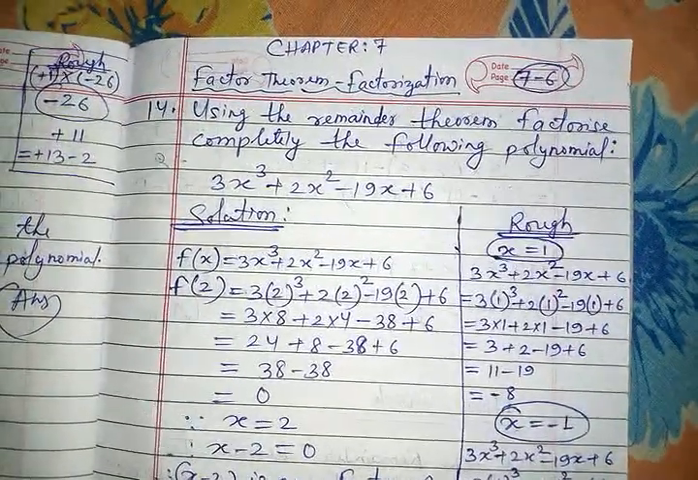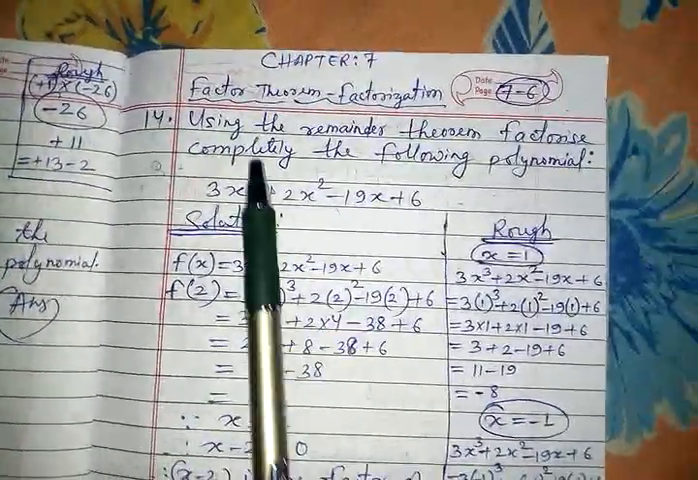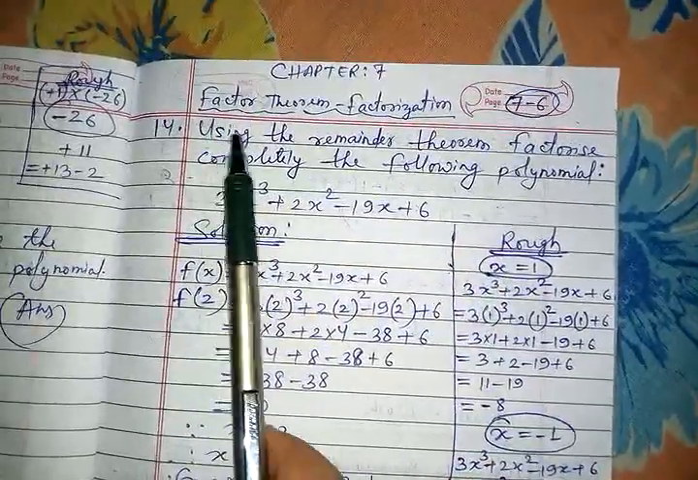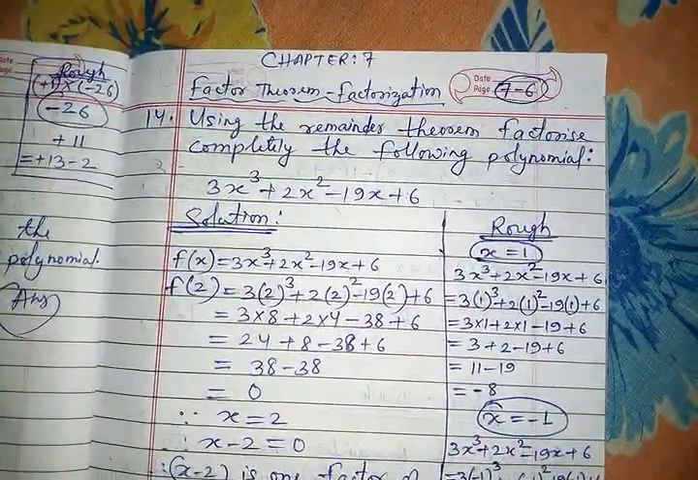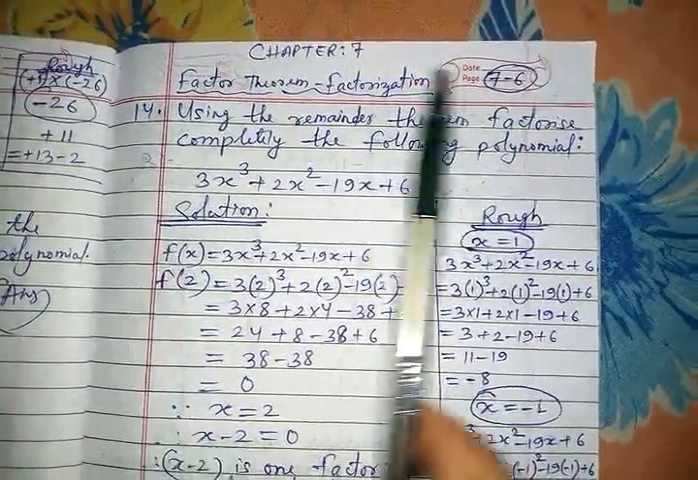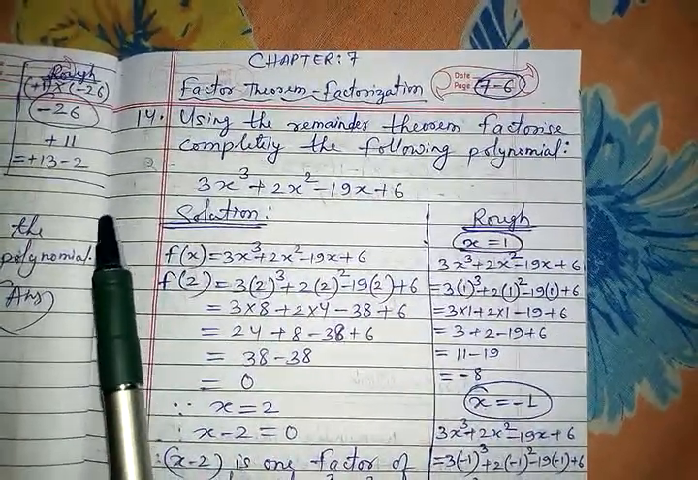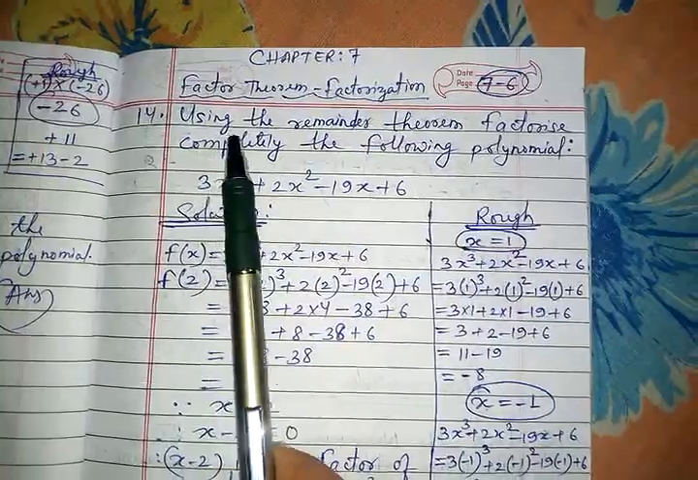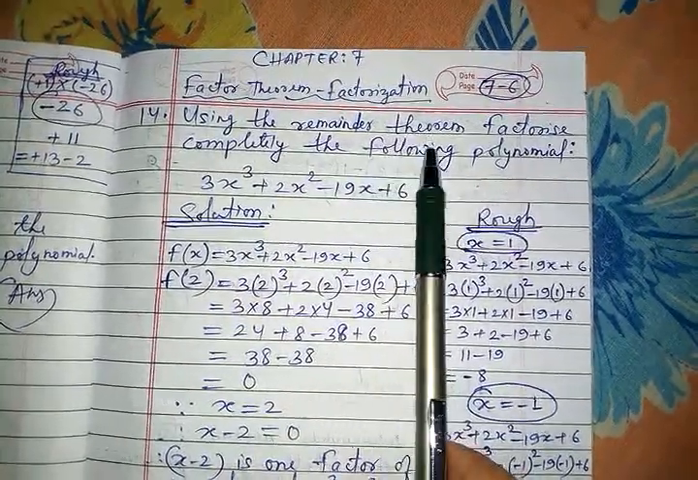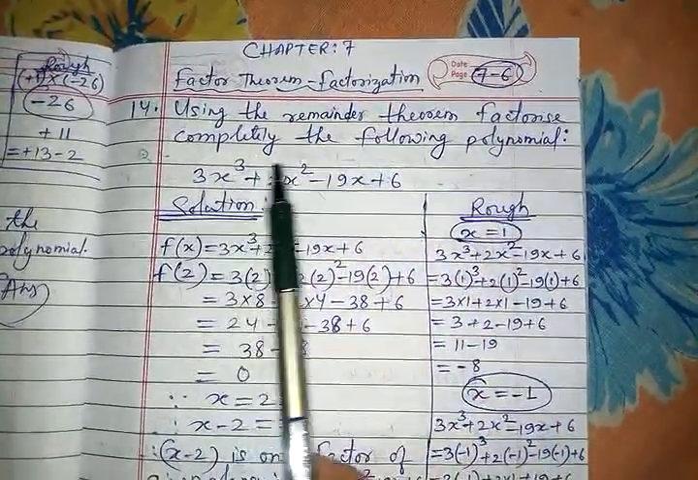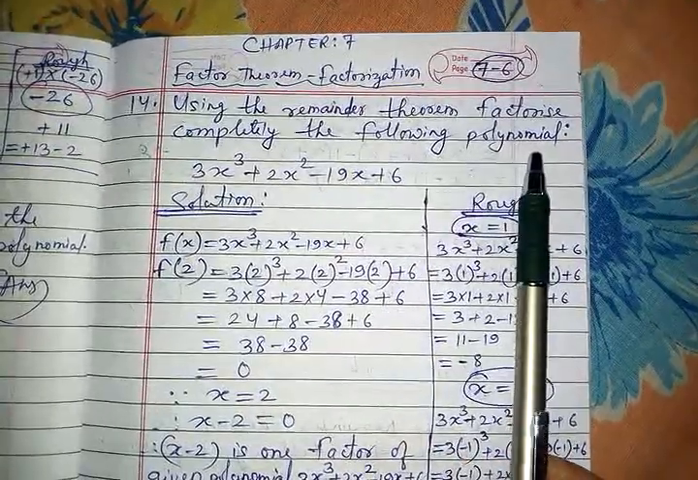Class 10 children, today we will learn a new type of question from chapter 7, factor theorem, factorization. So it is question number 14 from page 7-6 that I have taken. Very interesting chapter and very easy chapter. So let us begin. Using the remainder theorem, factorize completely the following polynomial.